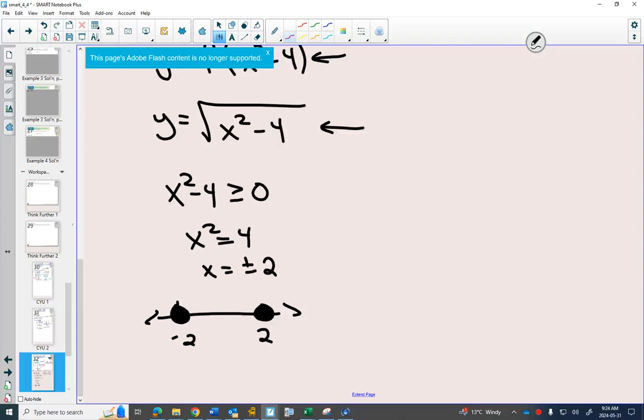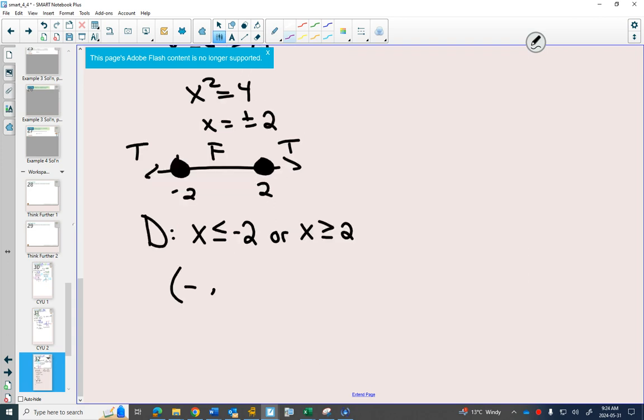-2 to 2. We're going to plug in 0. Is -4 greater than or equal to 0? This section would be false. Plug in -3. This is true. Plug in +3. That's true. So our domain is x is less than or equal to -2, or x is greater than or equal to +2. You could write this in interval notation as well. It would be a square bracket because it's included.